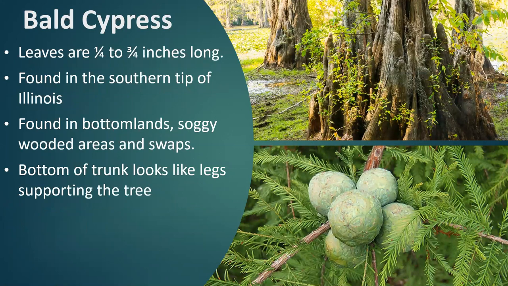Next up is bald cypress. So the leaves on this one are about 1/4 inch to 3/4 inch long. If you guys can see, each little pine needle is actually a leaf. And they're found in the southernmost tip of Illinois, usually in bottomlands, soggy wooded areas, and swamps. And the bottom of the tree trunks look like legs supporting the tree. If you can see that top picture, they build up a big root system so they don't get washed away. So they're super thick at the bottom there. Very cool looking tree. And yeah, pretty easy to identify with that.